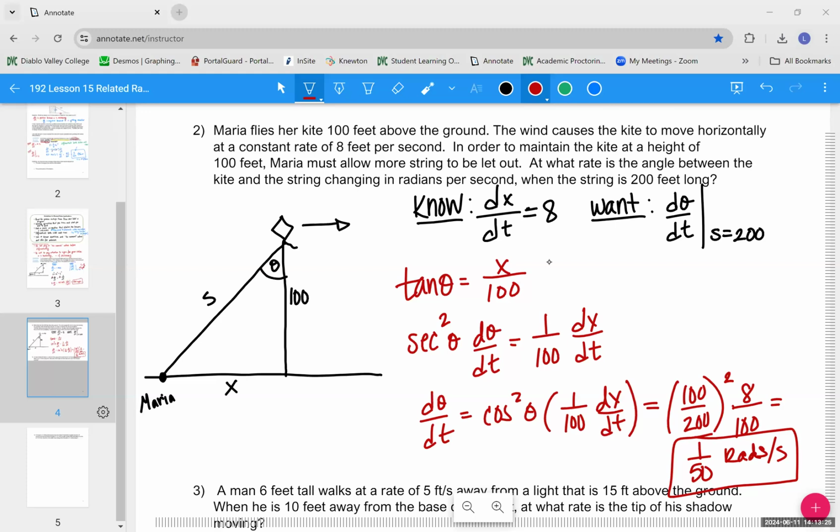All right, so I took my derivatives, secant squared theta times d theta dt, and 1 over 100 times dx dt. Divide both sides by secant squared to get the d theta dt by itself. But if you have a secant squared on the bottom, don't you have a cosine squared on the top? And then I just filled in what the cosine would be. In that case, it would have been adjacent over hypotenuse. We knew that the S was 200 in the moment, and filled in these values to get 1/50 radians per second.